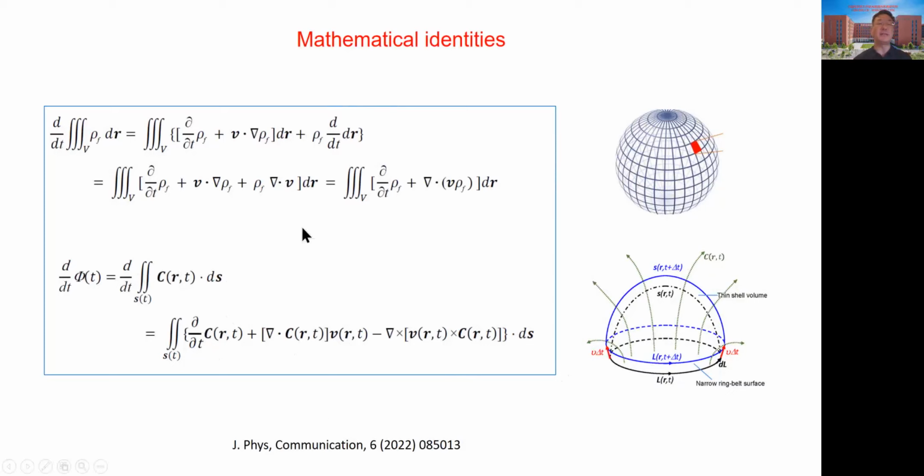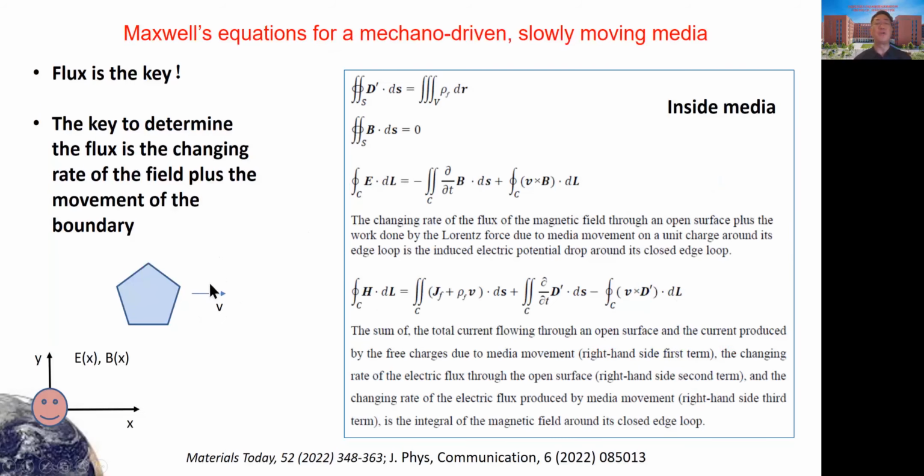Somebody uses the so-called moving field argument. That's wrong because they use the differential equation derived here. We use the integral equation here, so we don't have the problem. This is the mathematical identity we utilize in our case. If you use this for Maxwell's equations in integral form, you'll be able to derive the following.